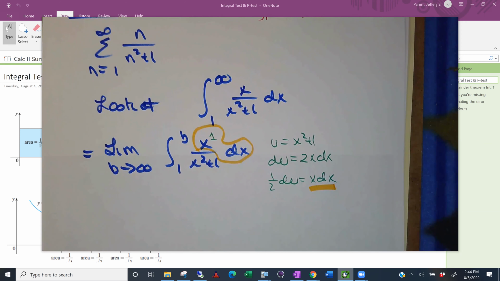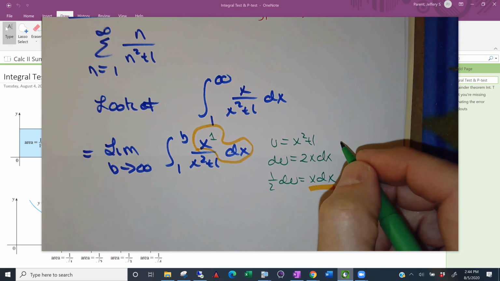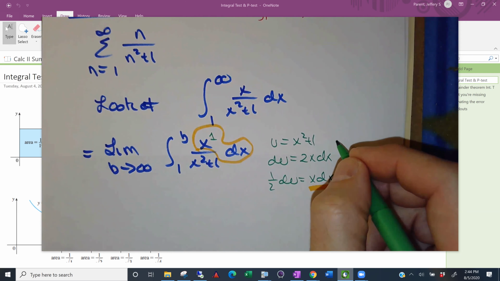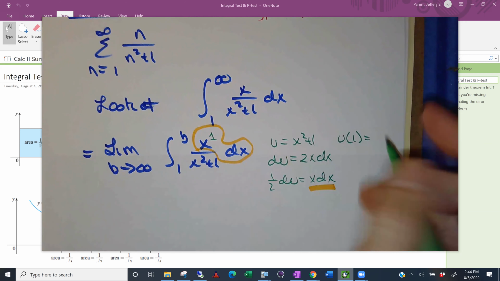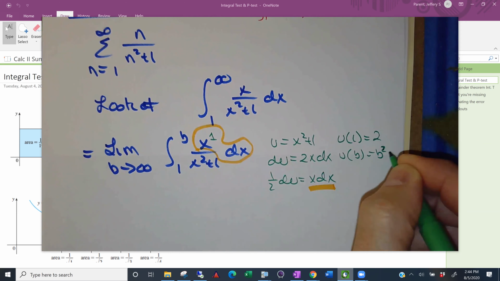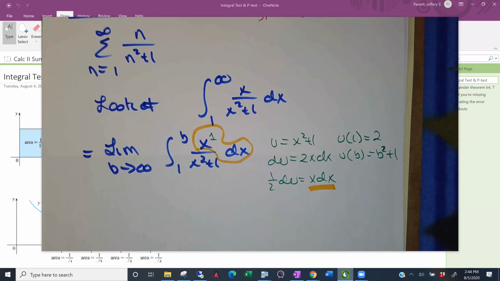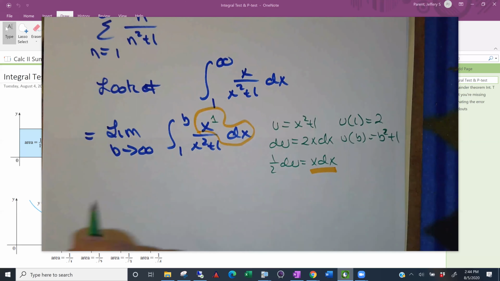I'll also be really formal and change my limits of integration. So let's see. u of 1 would be 2. u of b would be b squared plus 1. At least I don't have to worry about my limits anymore. I'm not going to go back to x at all. I'm just going to keep it here.